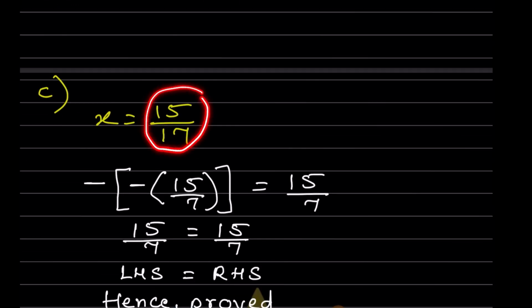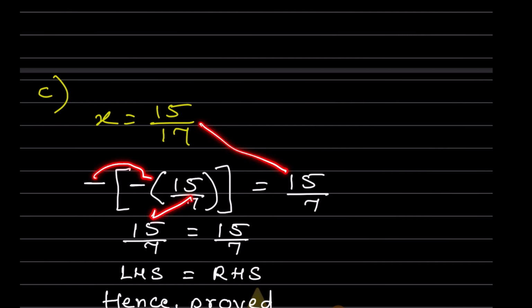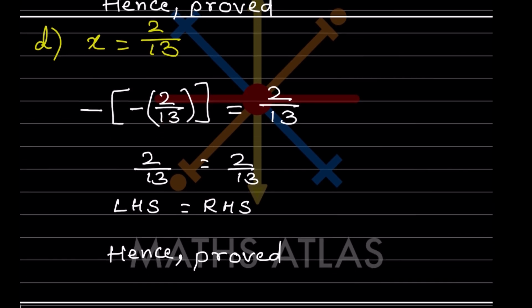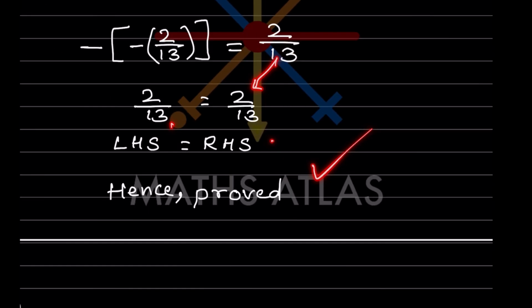Again for this one, now see here, this is a different one, minus of minus x. So this minus, but x is here positive. And here this thing you are going to write on the right hand side. So minus and minus becomes plus, and this is 15 by 17. So this is the same. So LHS is equal to RHS, hence proved. Now here, minus of minus x. This minus, in place of x you are going to write this value, 2 by 13. And for this one, you will write the same. So minus and minus becomes plus, so 2 by 13. So plus 2 by 13 is equal to, so LHS is equal to RHS, hence proved.